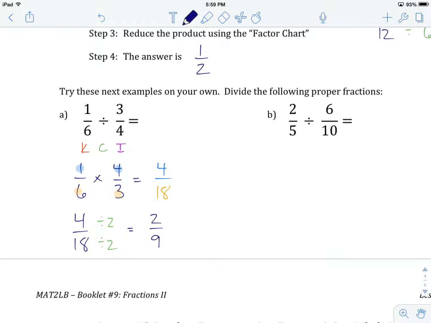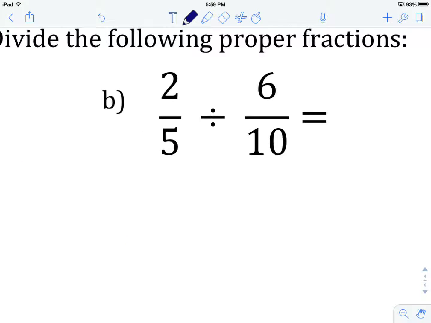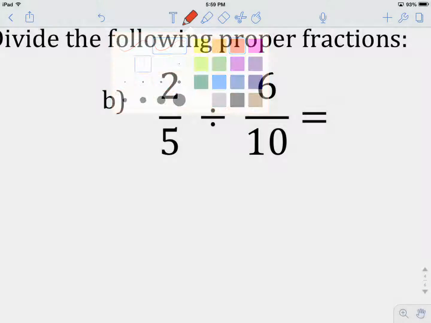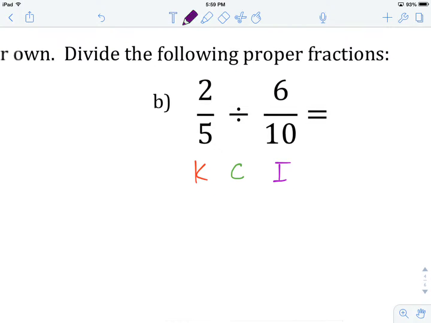So what I'd like you to do now is hit pause in the video, try example B on your own. When you've got an answer, come on back and we'll see how you did. Alright, let's get a look at example B. 2/5 divided by 6/10. So this is a division question with fractions. We are going to keep the first fraction, change division to multiplication, and invert the second fraction. So let's rewrite that now. 2 over 5 times 10 over 6 equals.